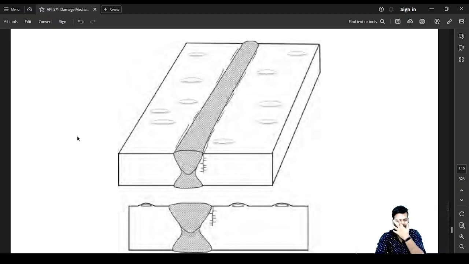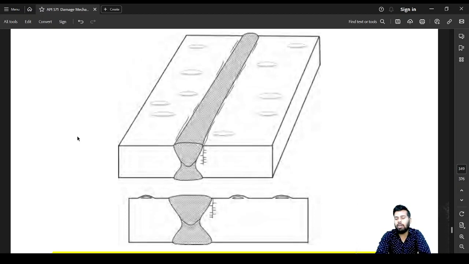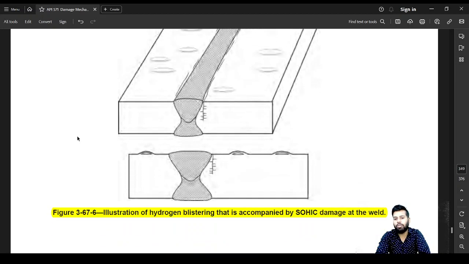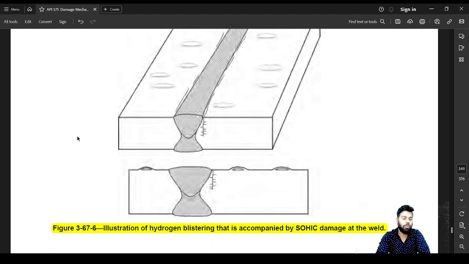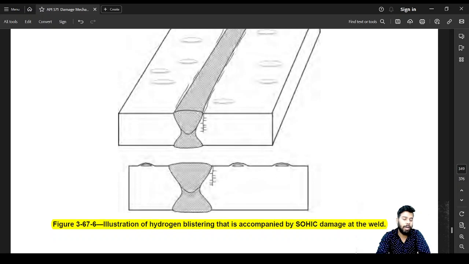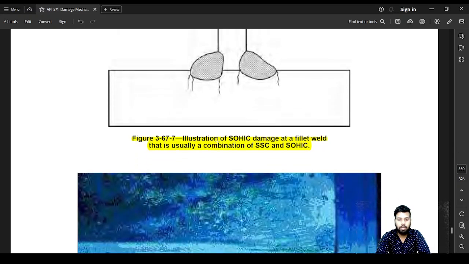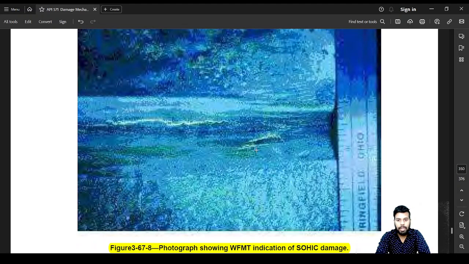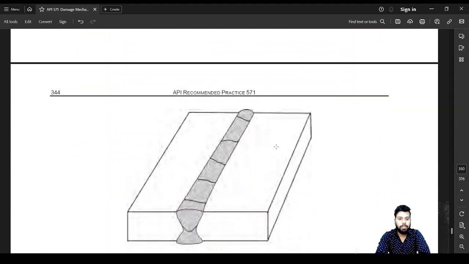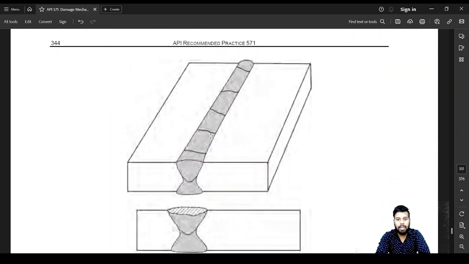Now if the weld is not post weld heat treated, then it can also be called stress oriented hydrogen induced cracking. Again, the same thing on the heat affected zone, you will be able to see adjacent to the weldment. Again, the same thing for fillet welds. Stress oriented hydrogen induced cracking is apparent. Here you can see these kinds of cracks. Wet fluorescent magnetic particle testing has been done on this. Again, same thing, transverse cracking can be seen.